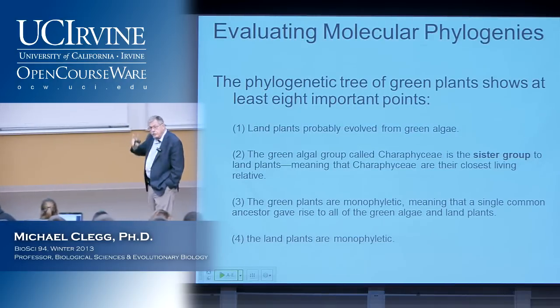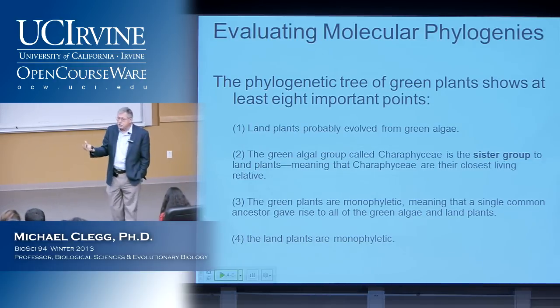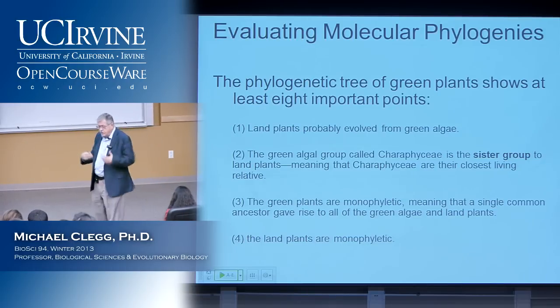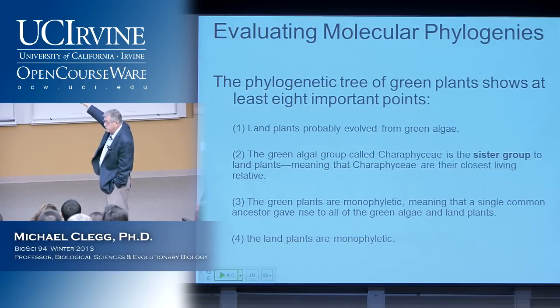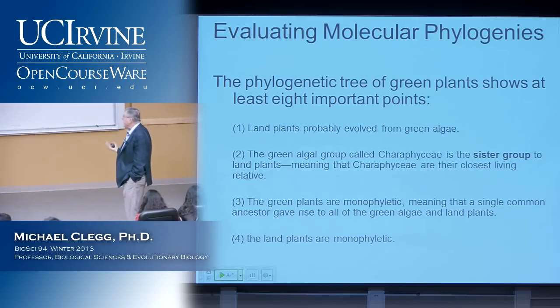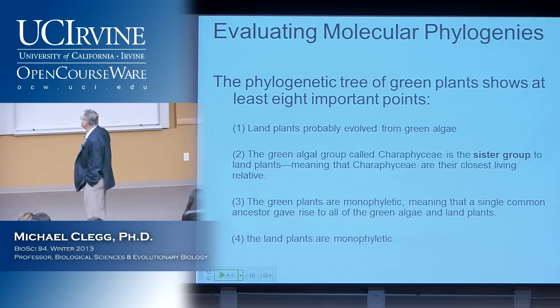So the next step then, we've looked now at two ways of analyzing them. We've looked at the morphological comparisons, and we've looked at the fossil record. And now we might want to take a look at the use of molecular phylogenies to analyze the evolution of plants. And the results are quite consistent with the fossil record. First, they establish really compellingly that the green plants probably evolved from green algae, that the land plants evolved from green algae. Then they also show us that the green algal group, Charophyceae, is probably the sister group to land plants, meaning that they're the closest living relative of land plants in the algae.